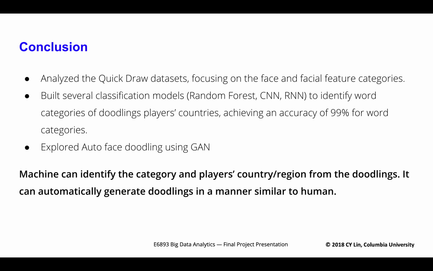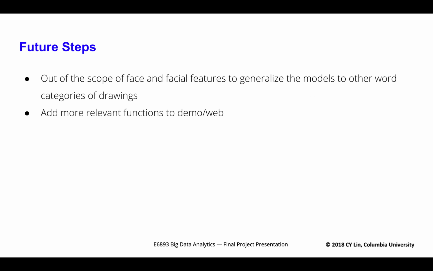So the conclusion here: machine can identify the category and the player's country region from the doodlings. It can automatically generate doodlings in a manner similar to humans. For the future steps, firstly, we would explore beyond the scope of face and facial features to generalize the models to other word categories of drawings, and we would add more relevant functions to the demo and the web.